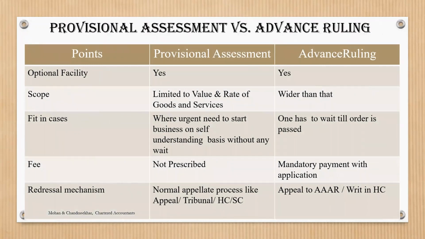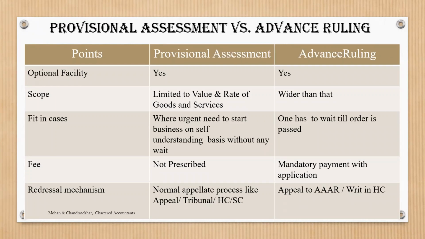So everybody would have heard of advance ruling. Now provisional assessment also is something like an advance ruling. Advance ruling is basically, if you have any doubt, you approach the advance ruling authority. Provisional assessment also, if you have any doubt, you approach the proper officer. But there is a difference here. Both are optional. It is not compulsory for you to approach the proper officer for provisional assessment, or for advance ruling, it is at the option of the registered person.